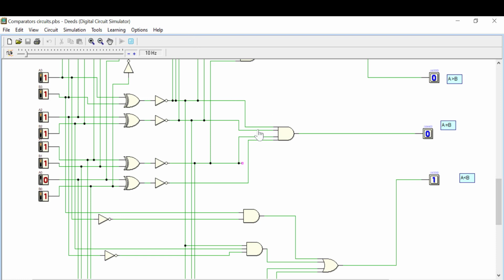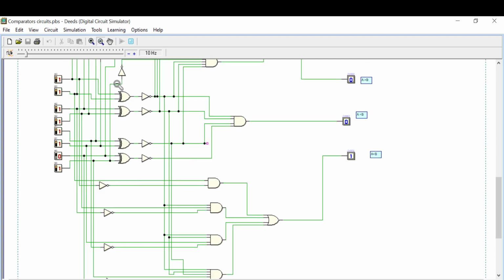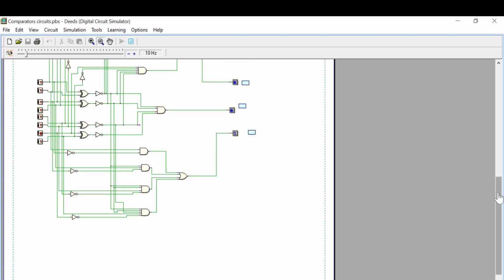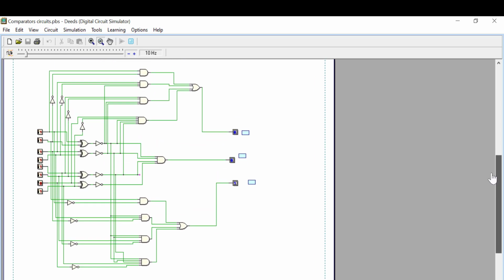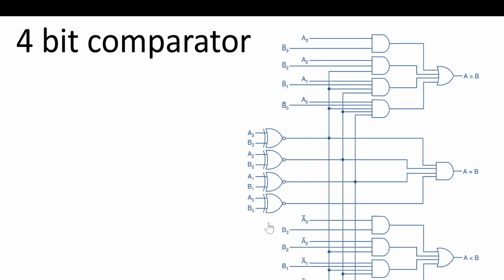So this is how you are going to generate a circuit for a 4-bit comparator to compare two 4-bit numbers. This is the final circuit which I did on a DIT software. You can also give it a try. Okay, this is all about your 4-bit comparator. Now this is the 4-bit comparator circuit. Whatever we just saw in the simulation, same thing here.